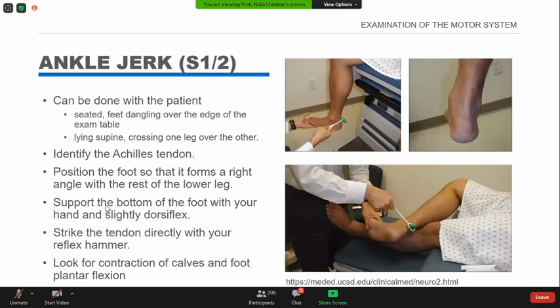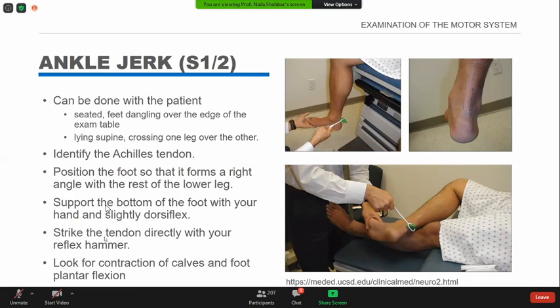Then ankle jerk can be done with the patient seated and the feet dangling over the edge of the bed, or lying, crossing the leg over the other. Identify the tendocalcaneus. This is the tendocalcaneus, the strongest tendon in the body. Position the foot so that it forms a right angle with the rest of the lower limb. You can see it forms a right angle. When the foot is dangling, it drops down, but you have to place the foot in a position where it forms a right angle. This is how you are stretching the tendon a little.